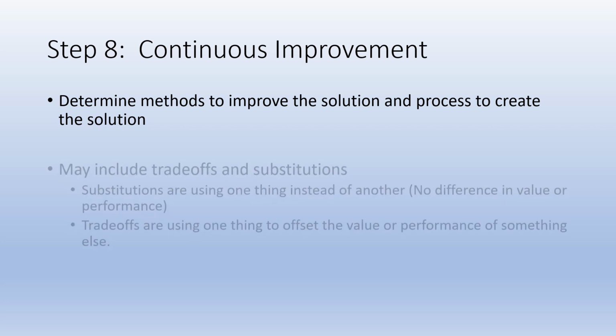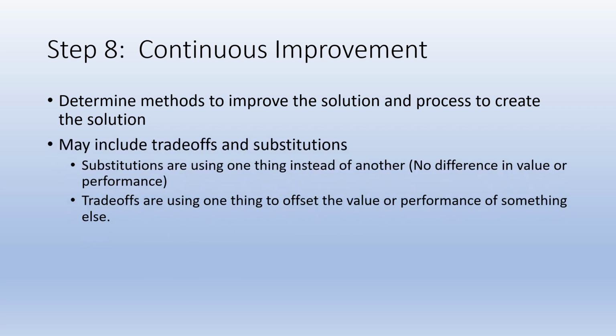Okay? Now, one of the other things that continuous improvement includes is trade-offs and substitutions. And I want you to make sure that you write these down. Substitutions could be or are using one thing instead of another. Again, substitutions are there's no difference in value or performance. A substitution is, rather than my rocket being red, it's blue. That's a substitution. There's no difference in value or performance.